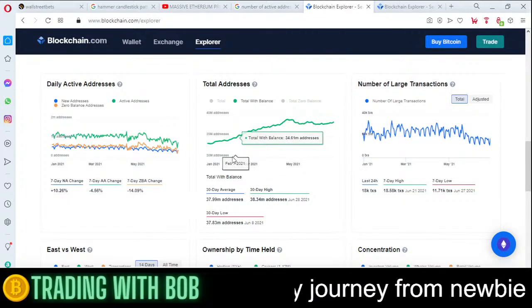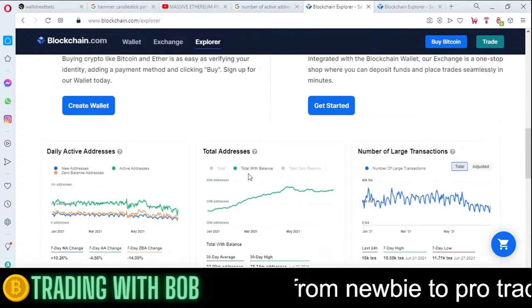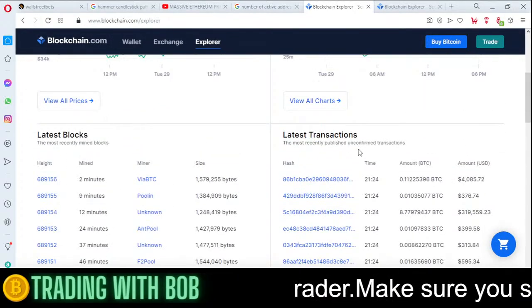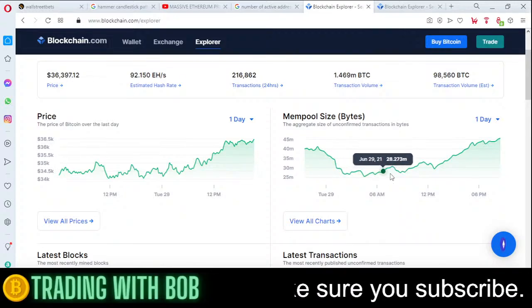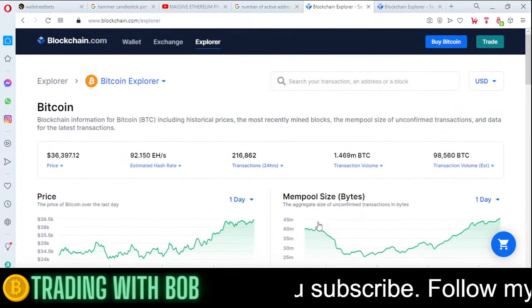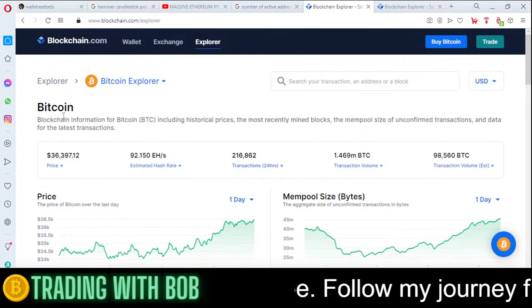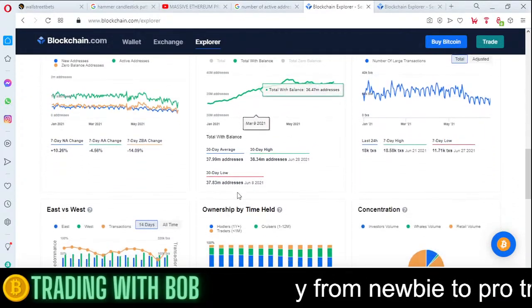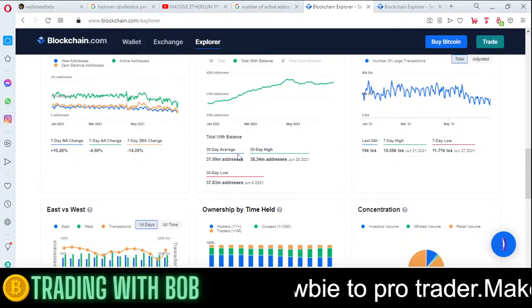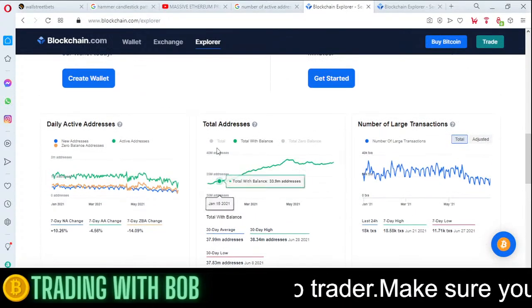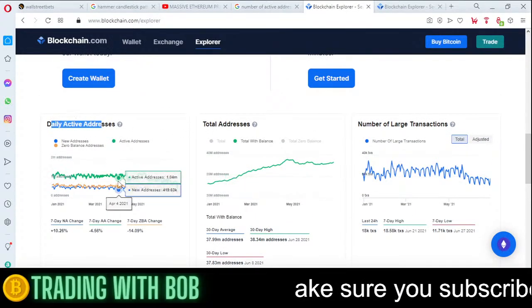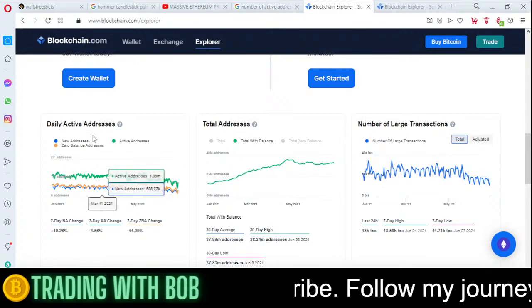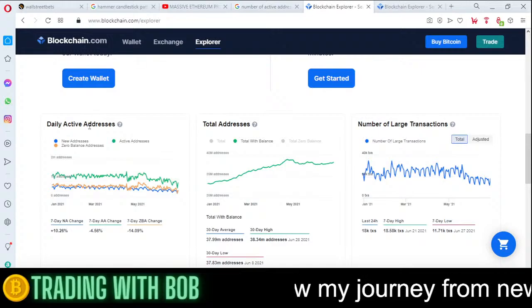So what do we click? What do we do here? Latest transactions, sizes, price, no. Total addresses. This is what we need to look at, but it's not letting me go into it. Total active, okay, daily active addresses. There we go. This is what we're looking at. How did they get into it? How did they click on it?